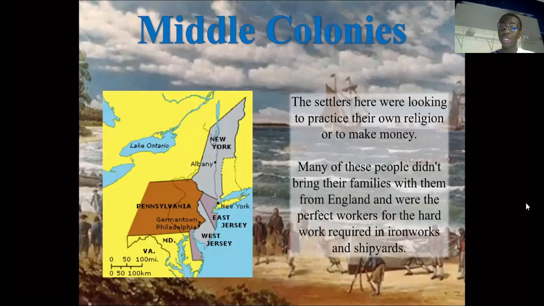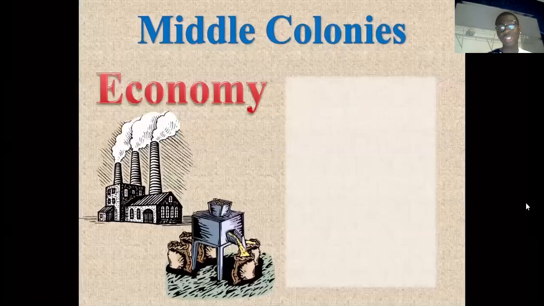The settlers here were looking to practice their own religion or to make money. Many of these people didn't bring their families with them from England and were the perfect workers for the hard work required in ironworks and shipyards.